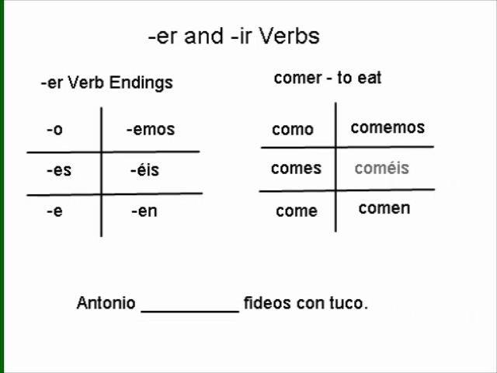Antonio blank fideos con tuco. We want to use the verb comer, and we want to make sure that we have the right form of that verb. Antonio is singular, so we know that our answer is going to come from the singular side of the chart. And Antonio is third person. I'm not talking about me, I'm not talking about you, so that means it's third person. So that means we would use come. Antonio come fideos con tuco. That's all there is to it.